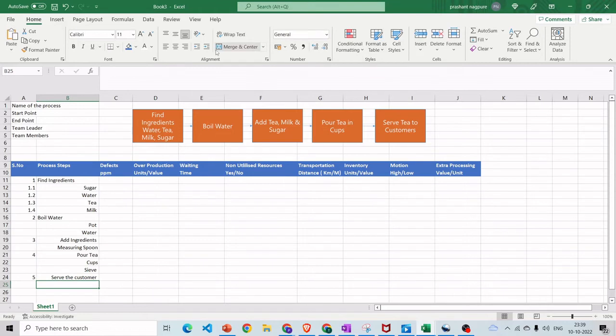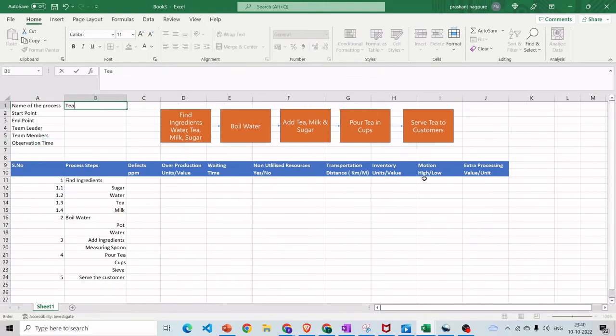Okay, so with that, let's say that we observe this process, right? We can say observation time, and let's try to fill some details here now. So name of the process is tea making. Start is find ingredients. Endpoint is serve tea. Team leader is XYZ, and team members are ABC, XYZ, etc. And observation time was let's say 4 p.m.